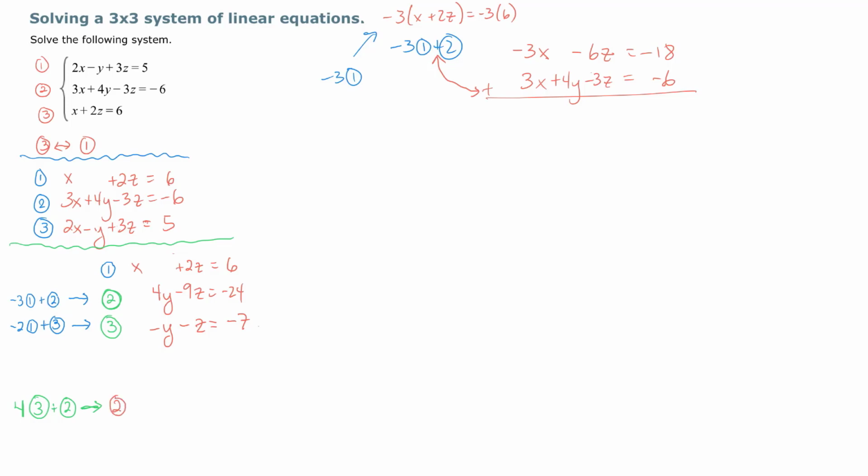So we call it 2. Now, what's our first row? We're not even touching the first row. X plus 2z is equal to 6. That is our first row. Once we get 4 times equation 3 and add it to equation 2, what happens? Well, we get 0y, and then we get negative 4z minus 9z. So negative 13z.